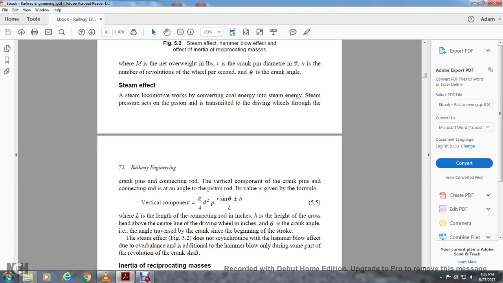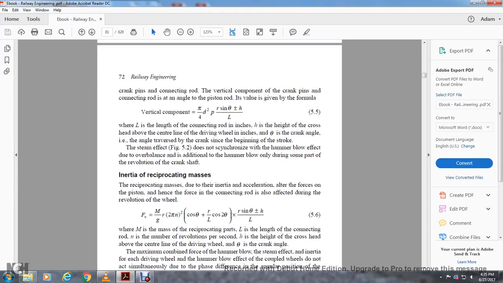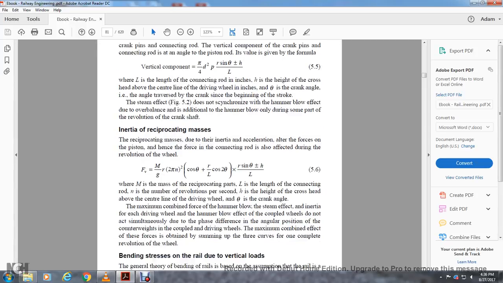The steam effect does not synchronize with the hammer blow effect, so the balance adds additional hammer blow only during some parts of the revolution of the crankshaft. The inherent reciprocating mass: the reciprocating mass, due to inherent acceleration, alters the force of the piston, hence the force of the connecting rod is effective during the revolution of the wheel. We have FV equals M over g, R, 2 pi n squared, bracketed cosine theta plus R over L cosine 2 theta, times R sin theta plus or minus h over L, where M is the reciprocating part, L is the length of the connecting rod, n is the number of revolutions per second, h is the height of the crosshead above the center line of the driving wheel, and theta is the crank angle.